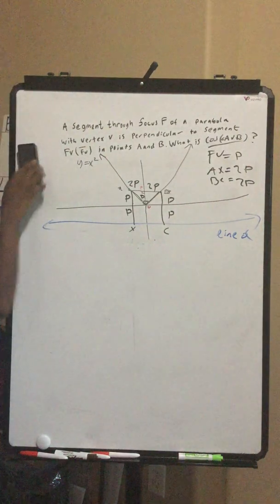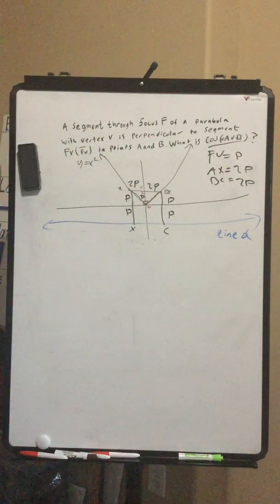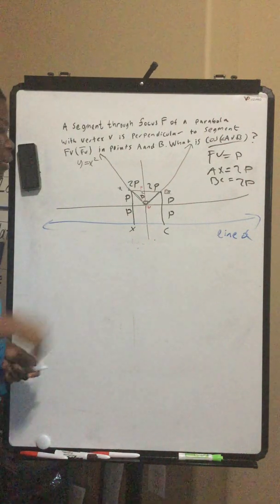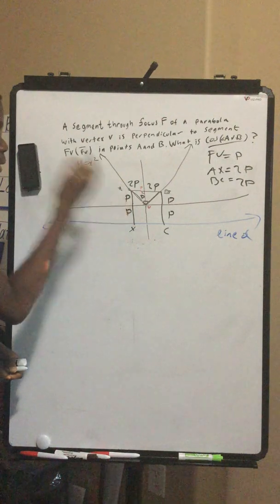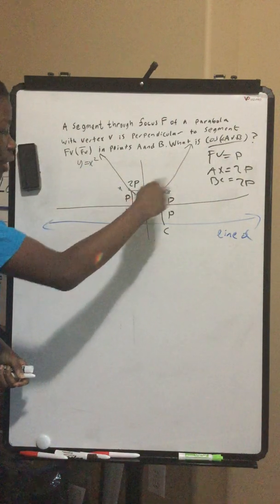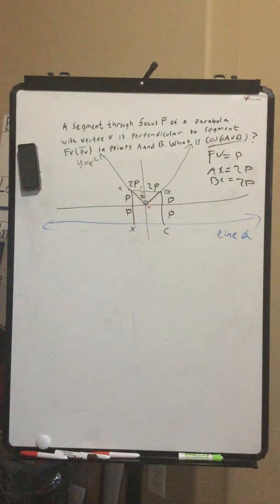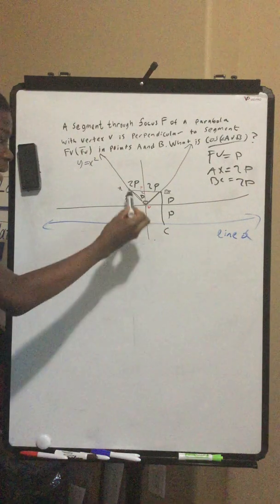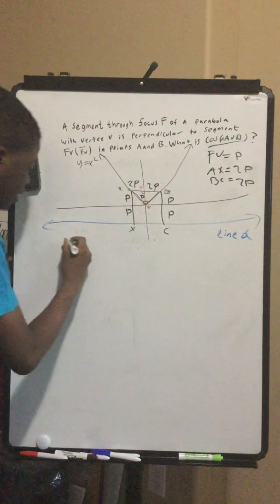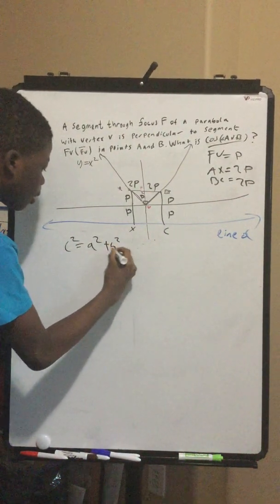Since we have this, we know that we have two right triangles. What we have to do now is find the lengths AV and VB. Because we have two lengths, we're going to use the Pythagorean theorem to find AV and VB. The Pythagorean theorem states that c squared is equal to a squared plus b squared.